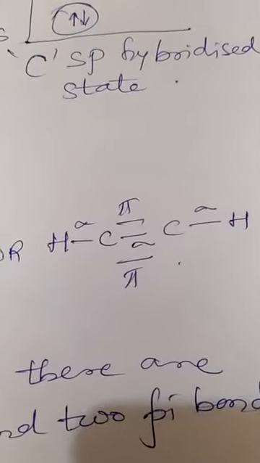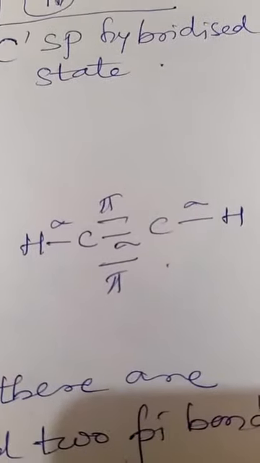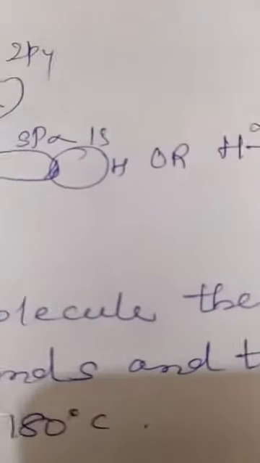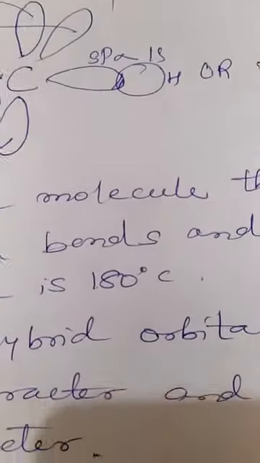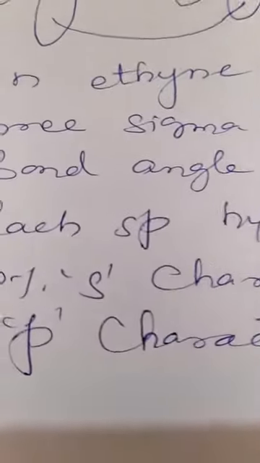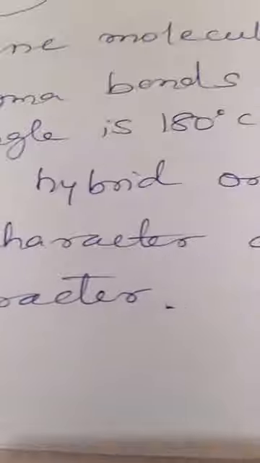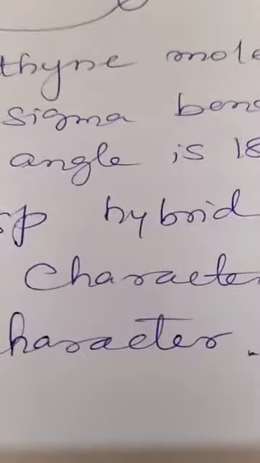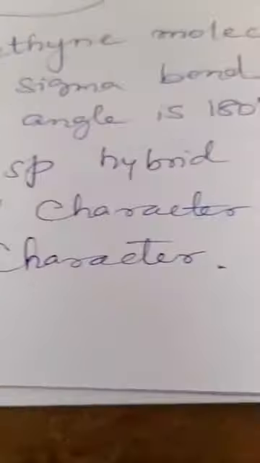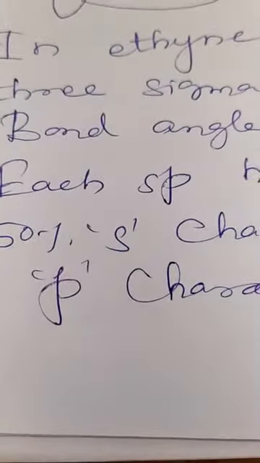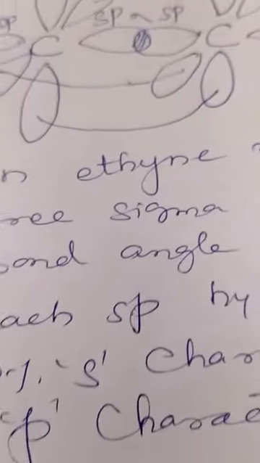If you look at the structure here, totally there are 3 sigma bonds and 2 pi bonds in the ethyne molecule. And the bond angle is 180 degrees, which indicates that it is a linear molecule. So what should be the percentage of S character and P character in an sp orbital? An sp hybrid orbital has 50% S character and 50% P character. So this is regarding sp hybridization.